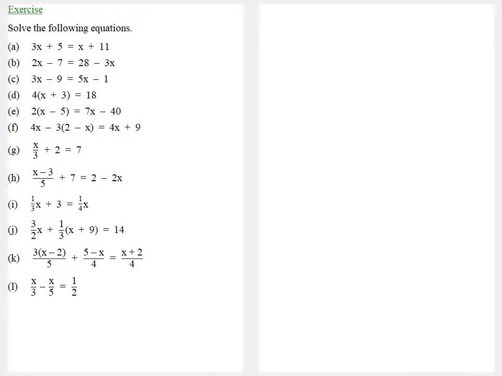We now have an exercise. Solve the following equations. Try these yourself and then see the next video to check your solutions.